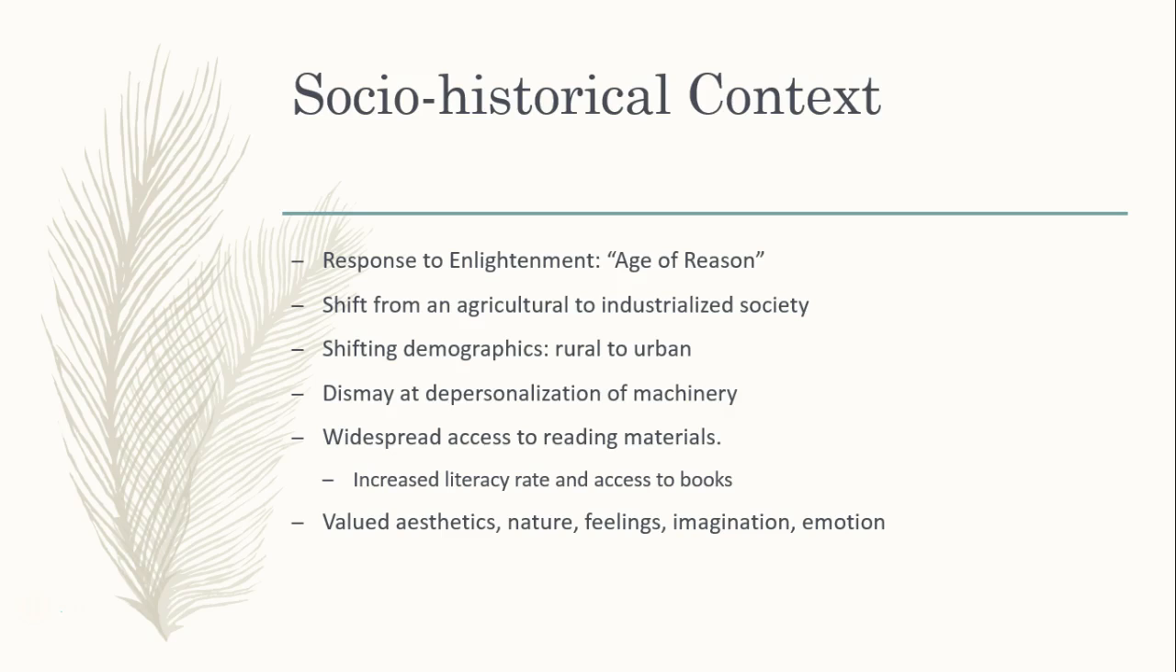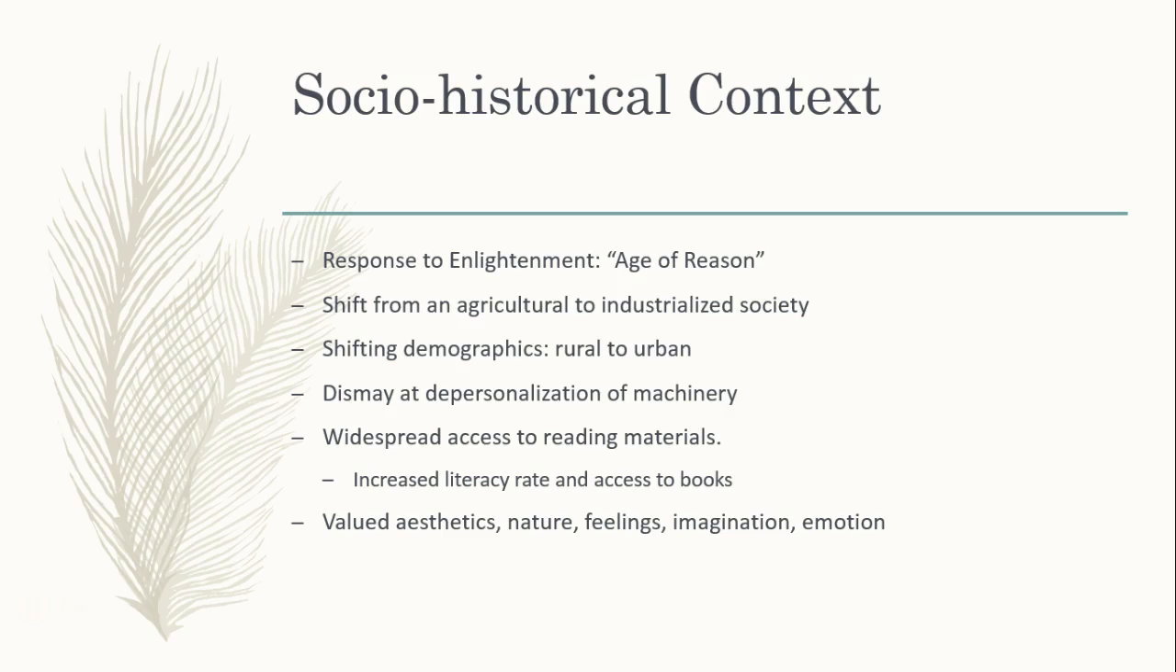Many of the Romantic writers felt absolute dismay at the depersonalization of machinery. Suddenly everything was no longer individual. We'd not quite reached the age of mass production, but machinery suddenly depersonalized what they did, especially the printing press for writers. On the other hand, there was widespread access to reading materials and an increased literacy rate and access to books, largely again because of the printing press. Thus, education, thought, words spread throughout the land, making the ground fertile for emerging thought.